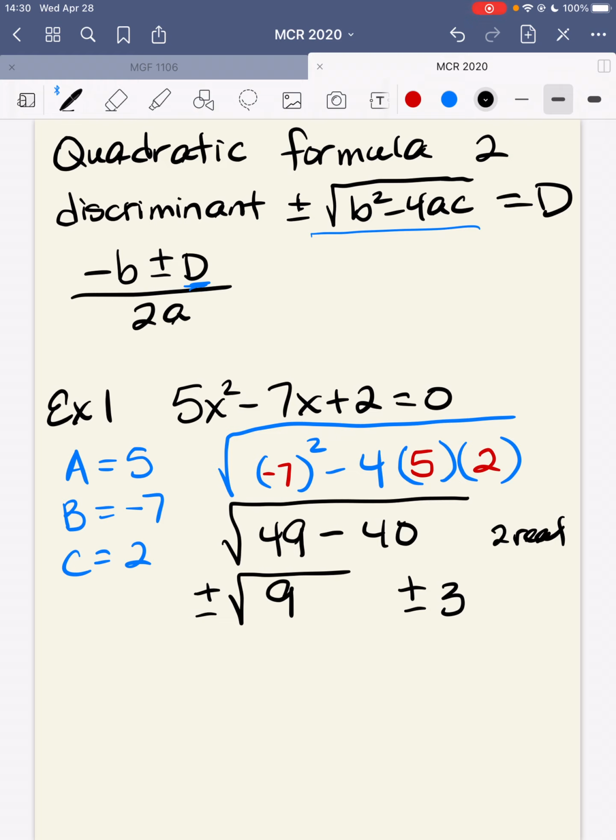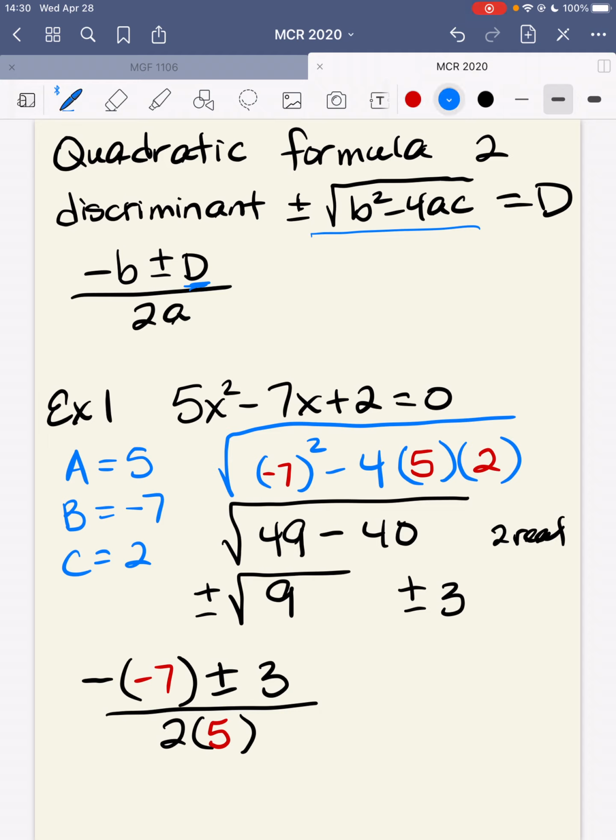Okay, so I have my opposite of B. Notice I never say negative B because it depends on what B is. Plus or minus my 3, which I already got, all over 2 times my A. My B in this case is -7, and my A is +5. What's going to happen is this is going to change my -7 into a +7. So my 2 solutions are 7 plus 3, and 2 times 5 is 10, or 7 minus 3 over 10. So we have a plus version and we have a minus version.